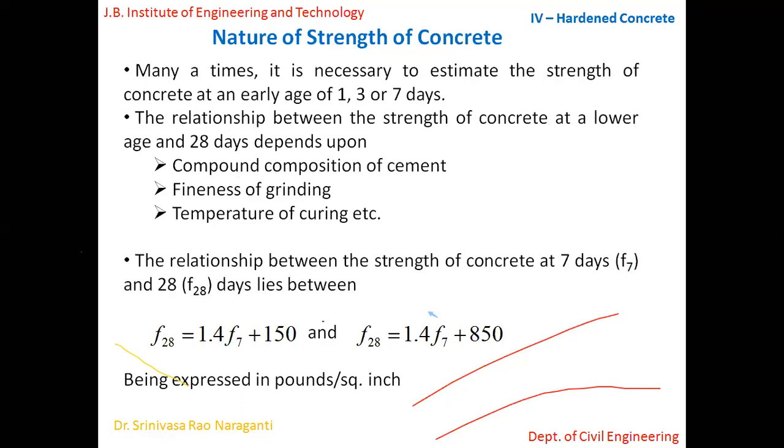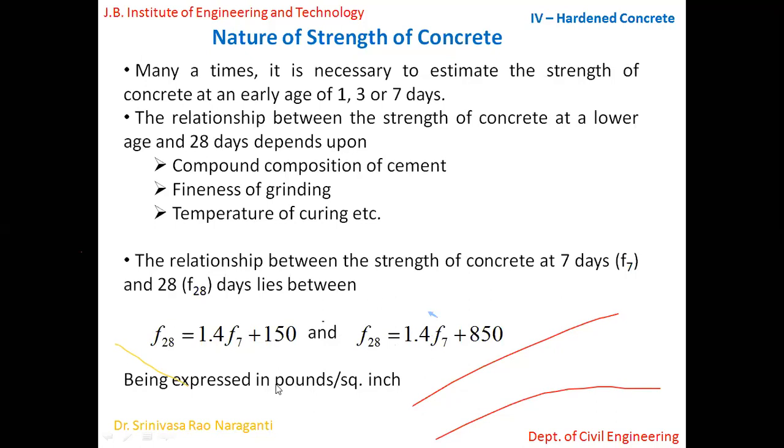And there is an established relation between the 7 days and 28 days strength of concrete. Say I cast a concrete specimen today and found the strength of concrete after 7 days. I would like to find out the likely strength after 28 days. So we can use these equations. The 28 days strength is between 1.4 times the 7 days strength plus 150 and 1.4 times F7 plus 850. It varies between these two values, and anywhere between this value and this value would be the likely strength of concrete.